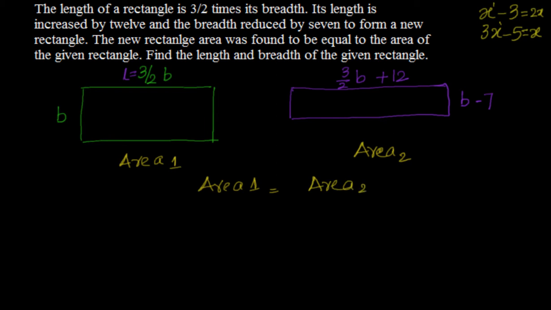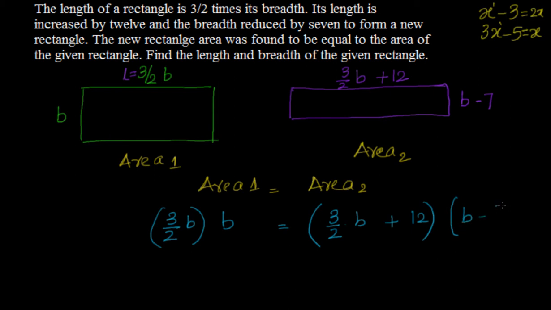Now what is the area of the first rectangle? You know the area of a rectangle is nothing but length into breadth. Okay. So I will write it as 3 by 2 into b is equal to the area of this rectangle, again length into breadth. What is the length here? 3 by 2 into b plus 12, into b minus 7.